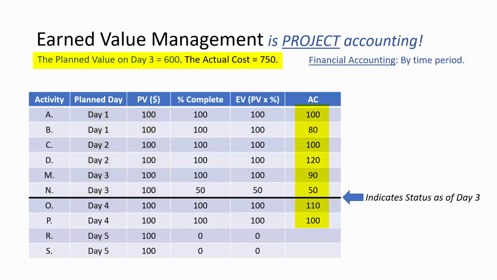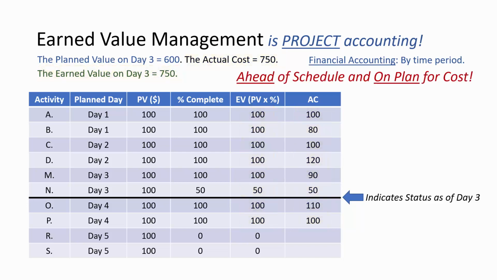To someone using traditional financial accounting, that might look pretty bad. But we don't compare plan value and actual cost. We compare earned value and actual cost. Using our project accounting technique, we see that our project is ahead of schedule and on plan for cost. That's an accurate and useful understanding of the project.